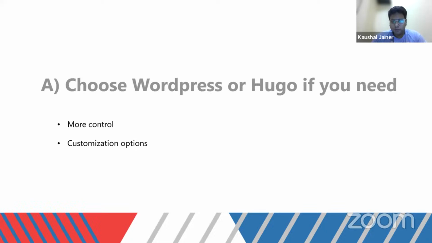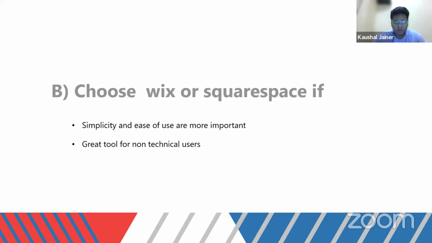So choose WordPress or HUGO if you want more control or customization options, right? You can choose WordPress or HUGO if you are a developer and you want to access functionalities that are not originally available and you want to create your own plugins or third-party applications. So just choose WordPress or HUGO. Later, we will also differentiate between WordPress and HUGO, and which to choose from which perspective.